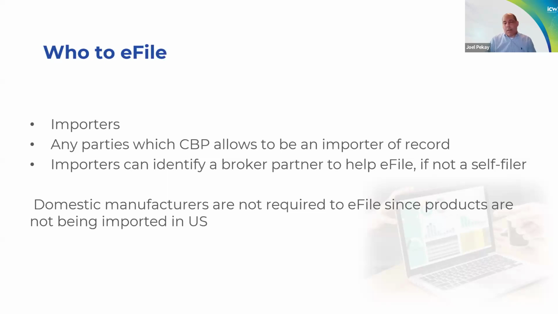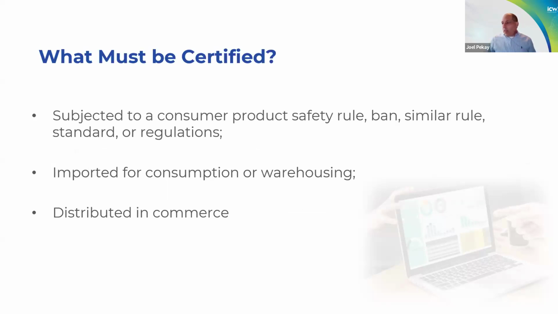Information that has to be filed includes identification of the product, descriptions, identification of that importer, contact information, and certifications. And we'll talk a little bit more about some of those. So let's start though with what must be certified.